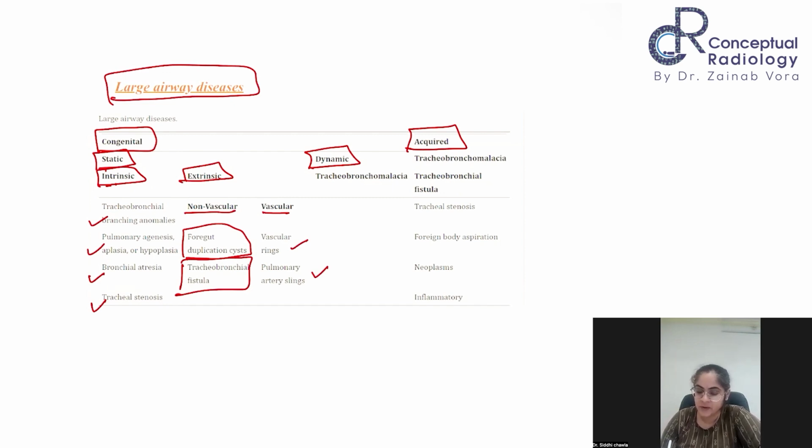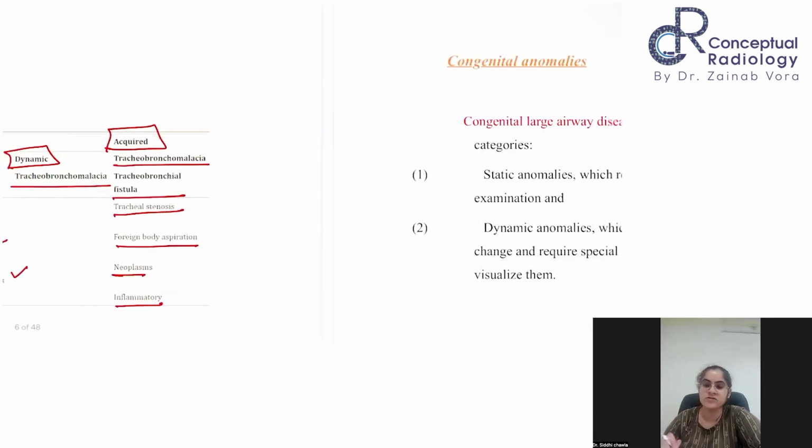Among the dynamic forms, we again have tracheobronchomalacia. As I told you, during the expiratory or inspiratory phase, there is a difference in the diameter of the trachea because of the weakened cartilages. This is dynamic because sometimes it is appreciated only if you take the inspiratory and expiratory forms, and the collapse is actually visible. If you do a bronchoscopy of the patient, you can sometimes see under vision how the airway is collapsing during inspiration because of the negative intrathoracic pressure. Among the acquired forms, sometimes you can have tracheobronchomalacia or tracheobronchial fistulas. Then acquired tracheal stenosis, foreign body aspiration, neoplasm, and inflammatory pathologies are also some of the acquired pathologies that we will be covering.